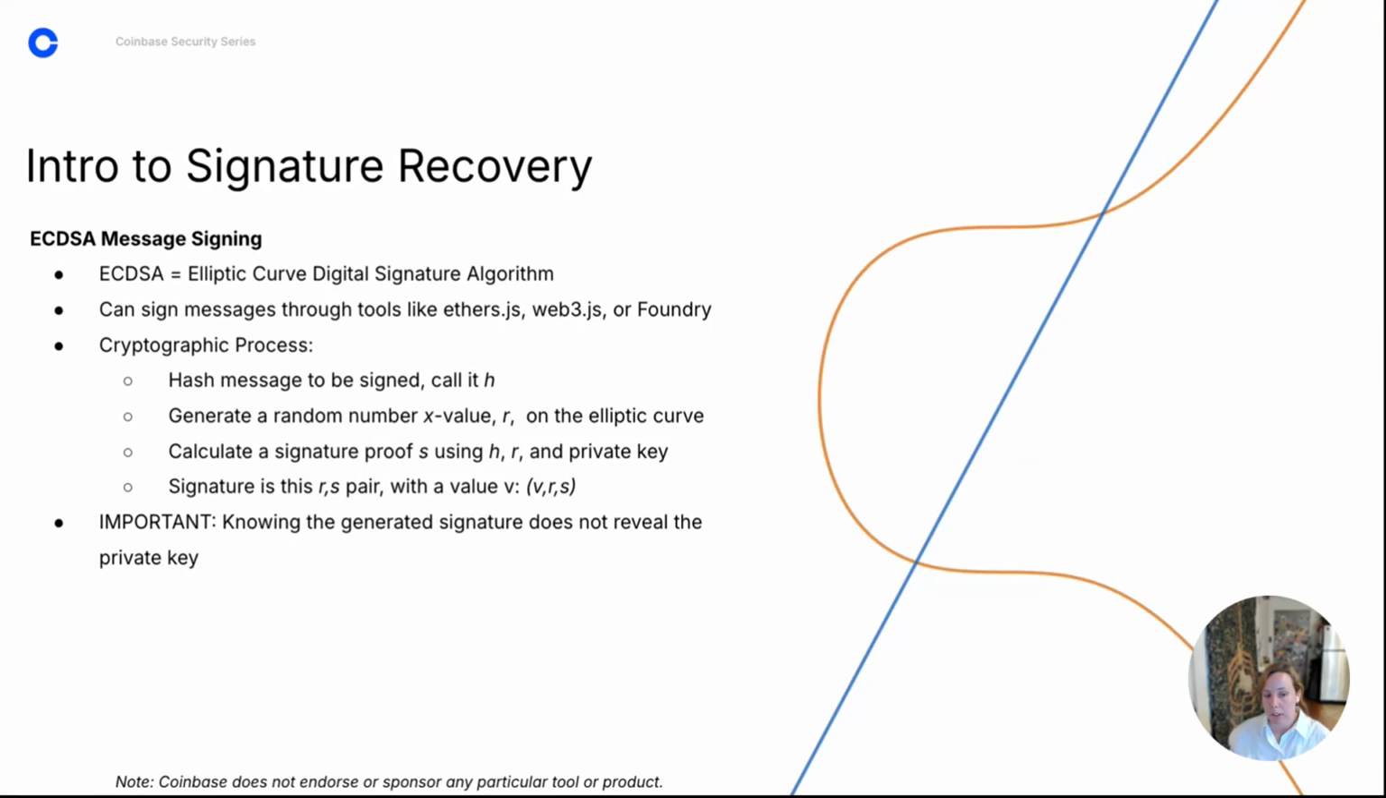An important thing to note about this VRS combination is that knowing that information doesn't reveal what your private key is. A big basis of this cryptographic algorithm in the first place is that it's difficult to go backwards and recover this information.